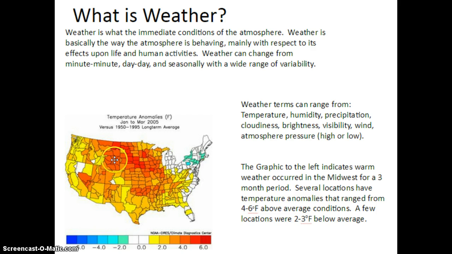The graphic to the left indicates warm weather occurred in the Midwest for a 3-month period. Several locations have temperature anomalies that range from 4 to 6 degrees Fahrenheit above average conditions. A few locations were below average conditions.